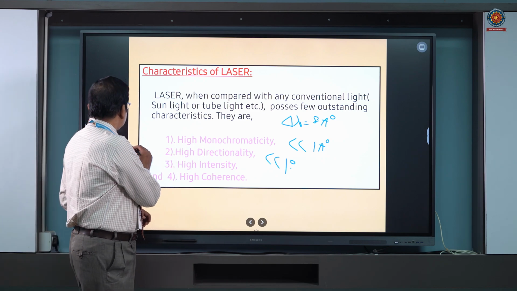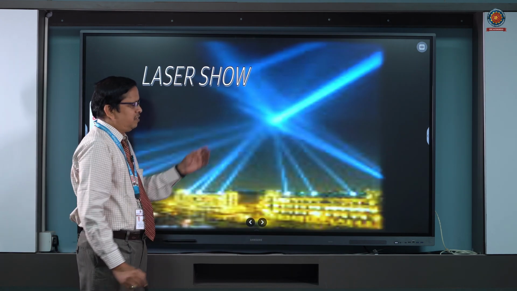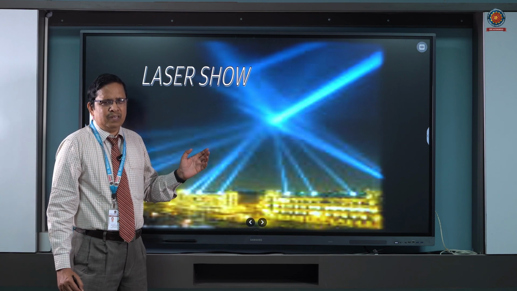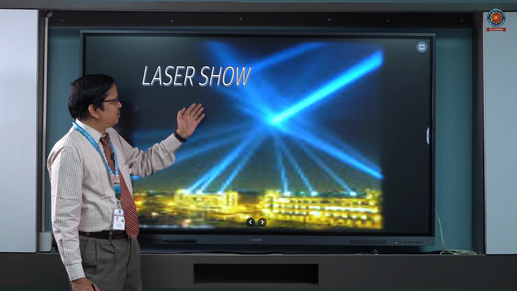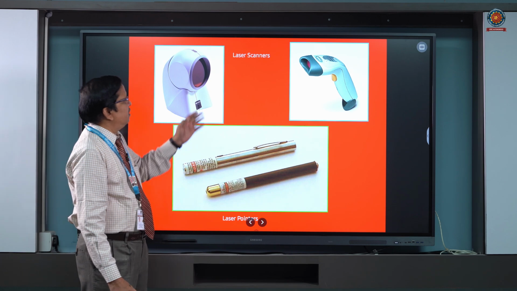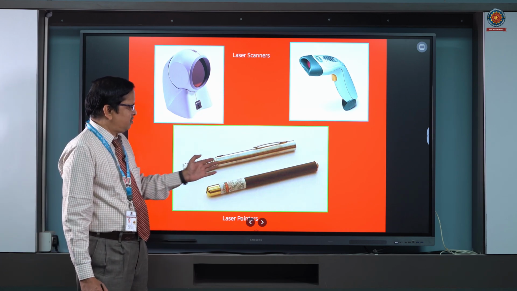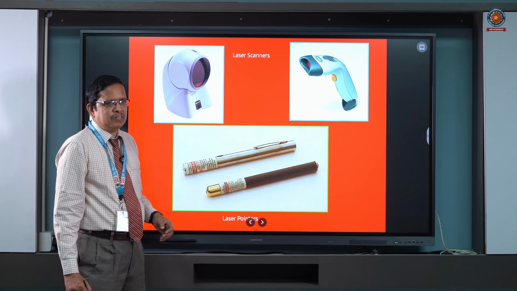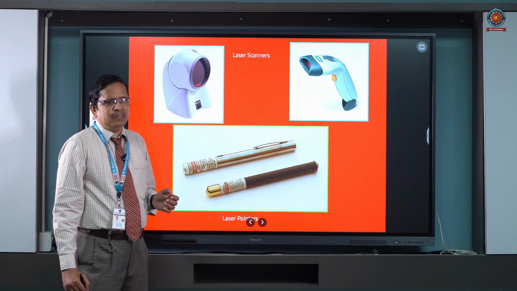Now we discuss the laser sources that are available in our daily life. We find laser sources in laser shows, in laser scanners, and as pointers. So these are laser pointers. These are the laser sources we find in our daily life.